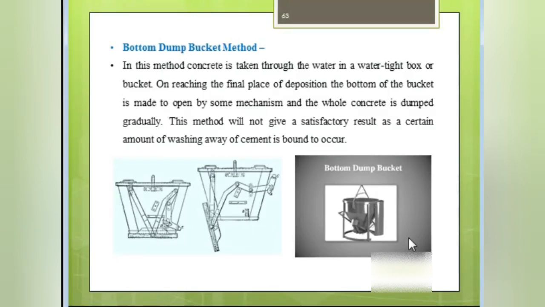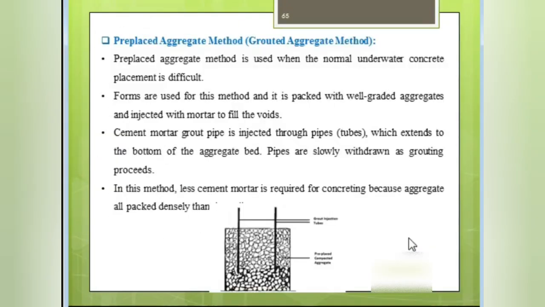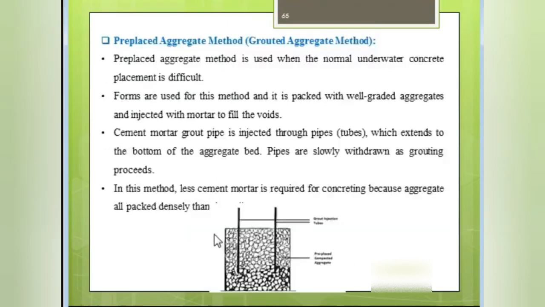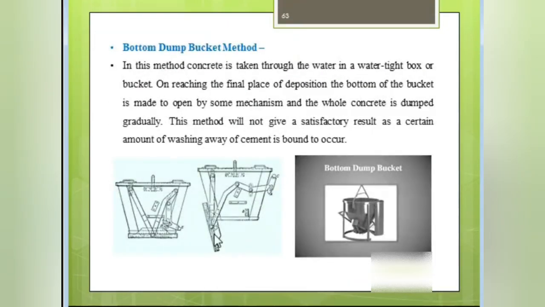It is rarely used, where the large concreting is there under water or in huge places. This is a steel bucket type, of huge size, where a number of cubic meters of concrete is there. In the bottom there is a small gate provided. Once that bucket comes to the construction site, you can see in this figure the bucket is there. Through that bucket the concrete is placed at the particular site by removing this gate. So that is called the bottom dump bucket.